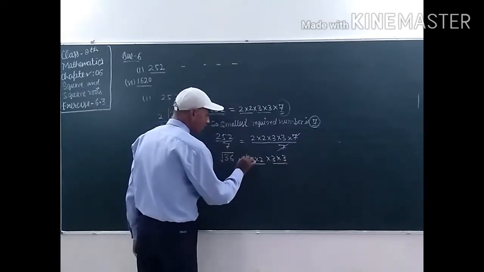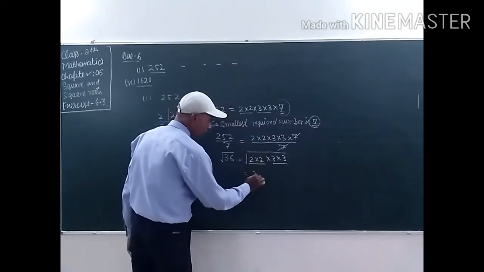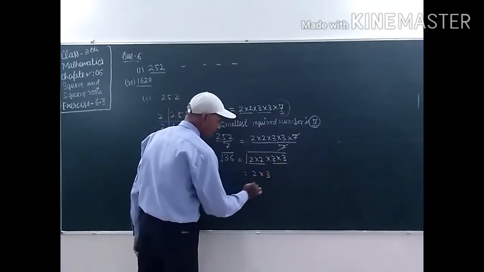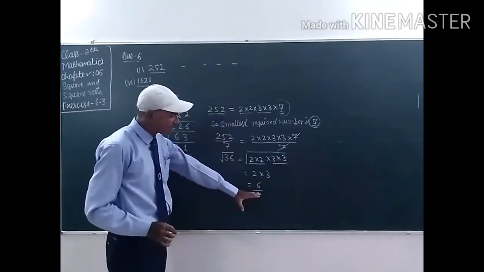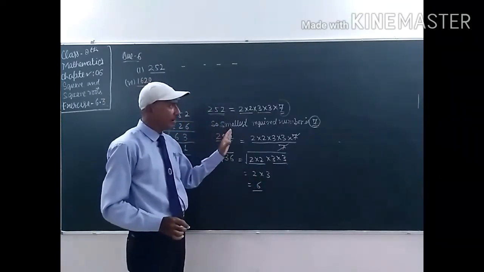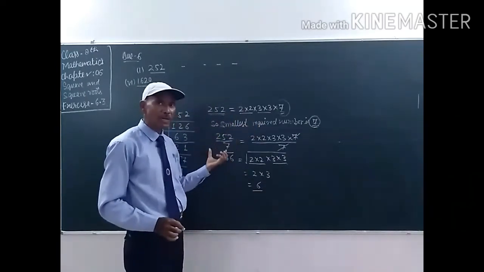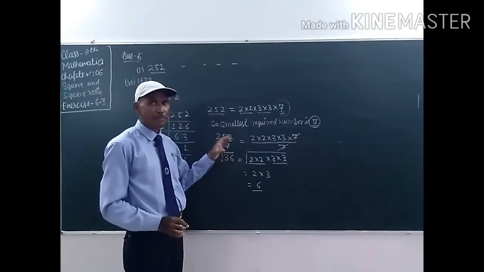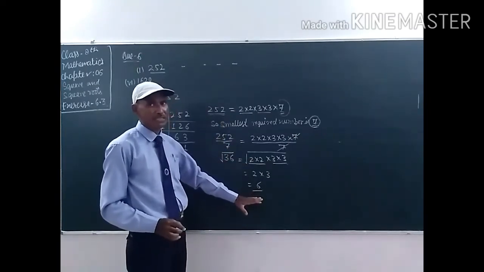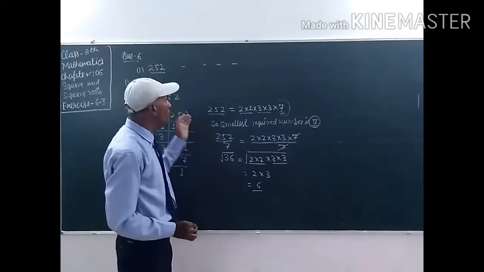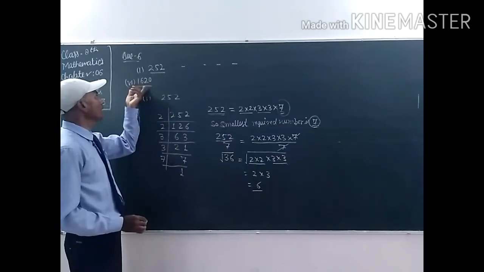Square root of this is equal to square root of this. So out of these two we have to choose one: 2 into 3, and this one is 6. 6 will be the square root of the number obtained after dividing. The number we obtained after dividing, student, is a perfect square number, and the square root of that number is 6 here, student. Clear?